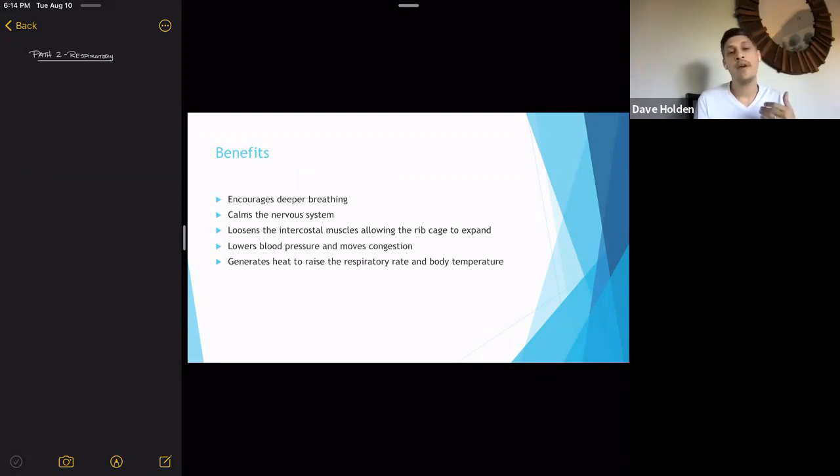So, benefits of massage for respiratory illnesses. Well, it encourages deeper breathing. And I don't really think we have to think too hard about that, right? Why would it encourage deeper breathing? Well, we are calming the nervous system, activating the parasympathetic division. We can also loosen the intercostal muscles, which allows the rib cage to expand more, which allows them to breathe more deeply.